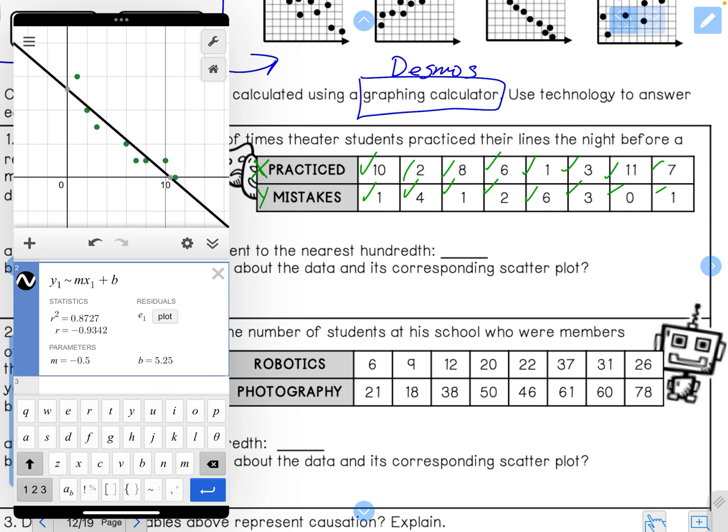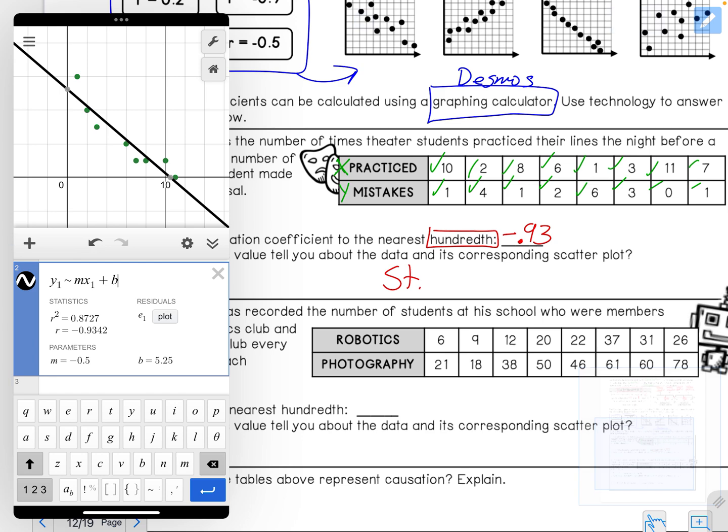And so here, Desmos is going to give us a lot of data, but we said our correlation coefficient is R, and so our R value is negative 0.93. We're always going to round to the hundredth, which means we look at the second number after the decimal, and the number after it is either 5 or greater, which is going to make it higher, or 4 and lower, which means we're going to stay. So negative 0.93. So this is going to be a strong negative correlation.